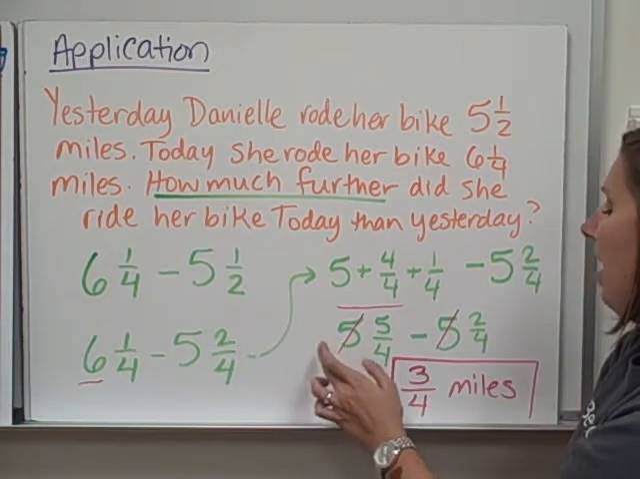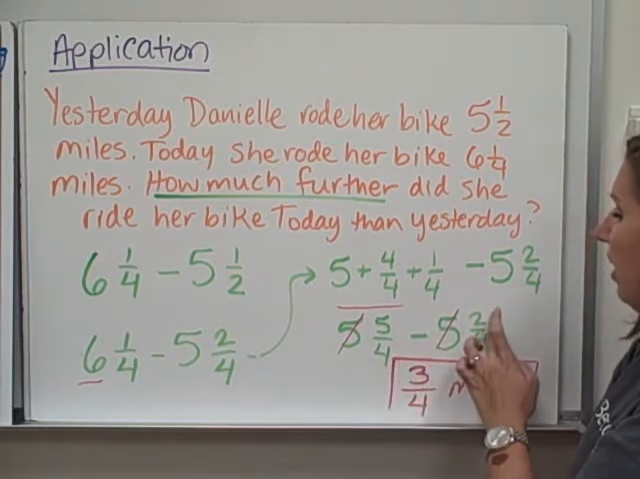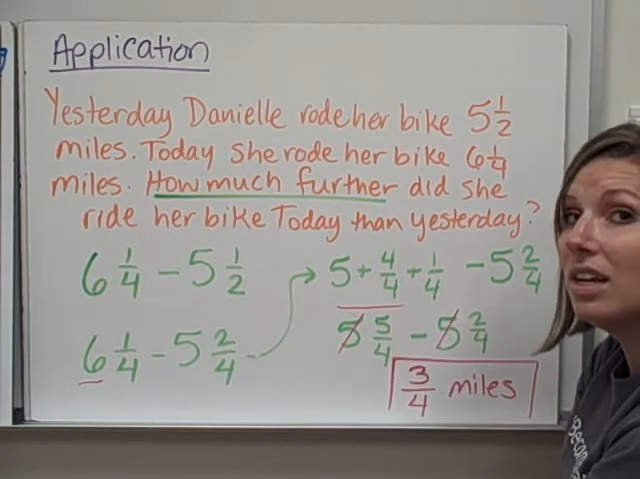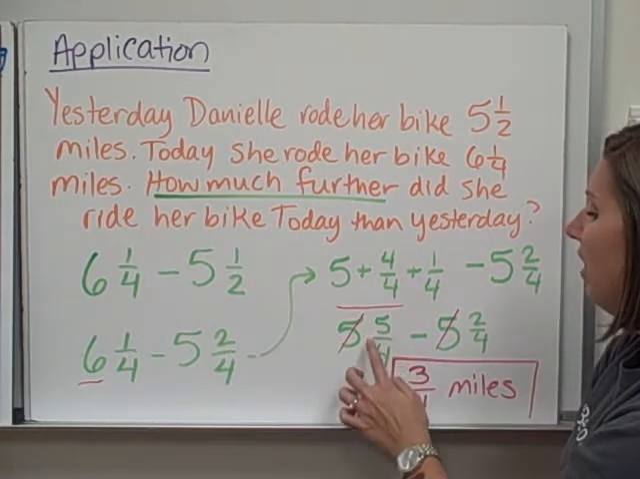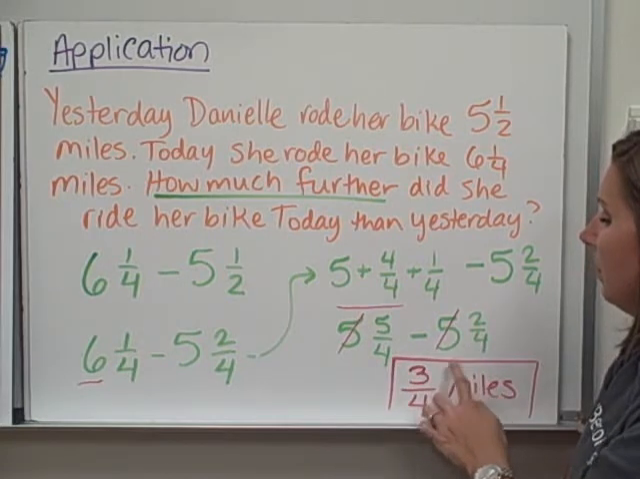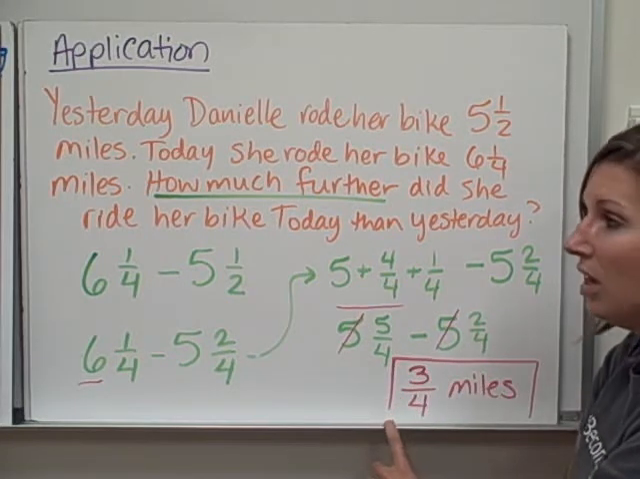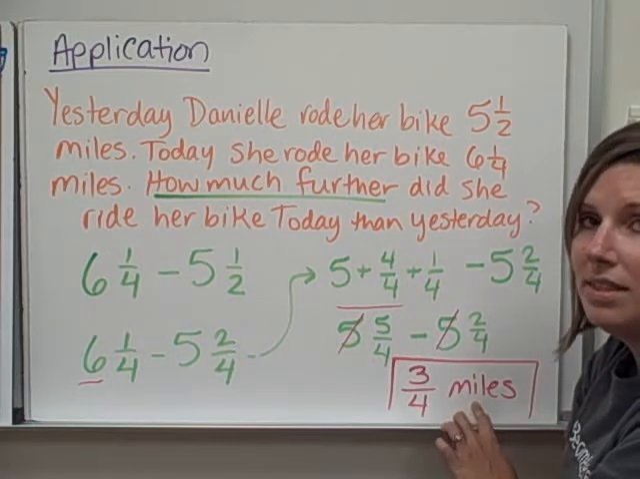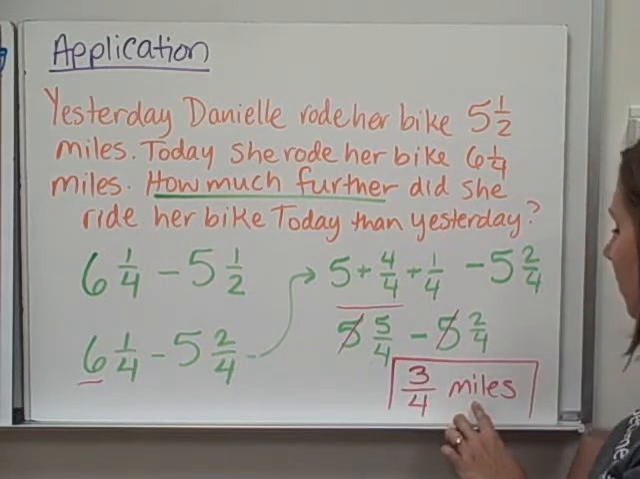And now I can take away. I have 5 5/4 take away 5 2/4. 5 take away 5 is nothing. 5/4 take away 2/4, I'm left with 3/4. So she rode 3/4 more miles today than she did yesterday.